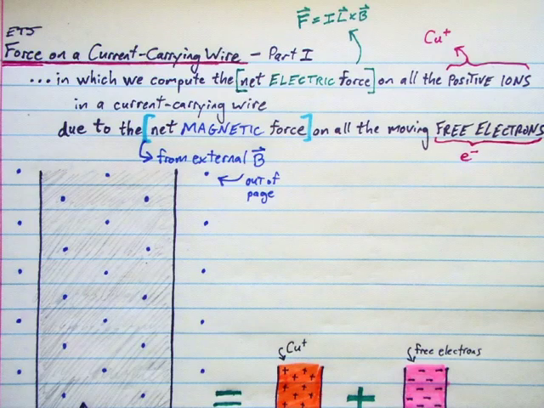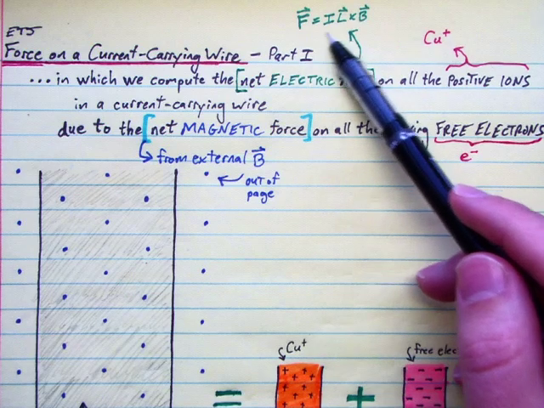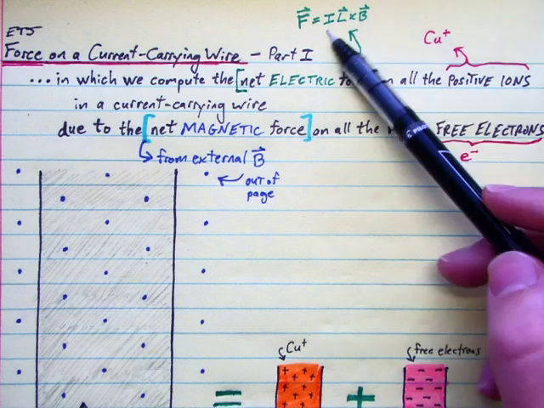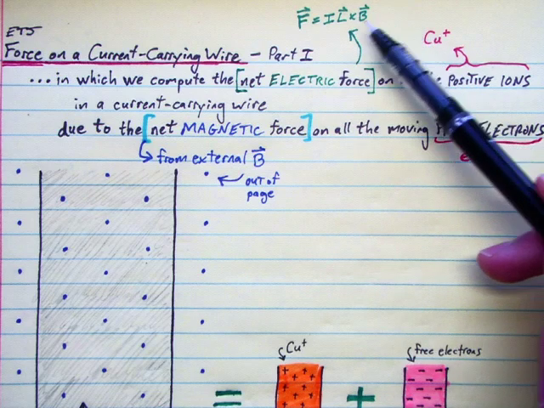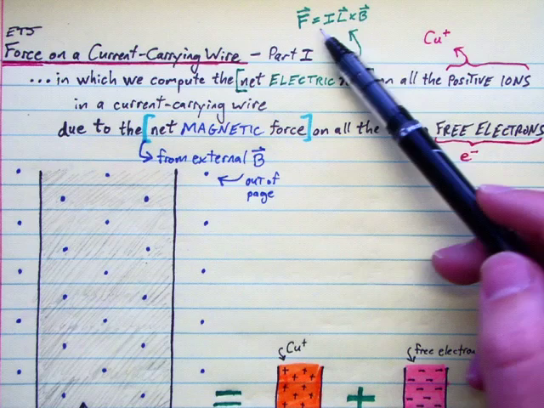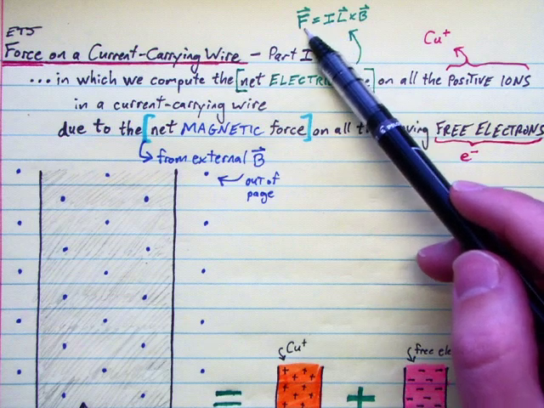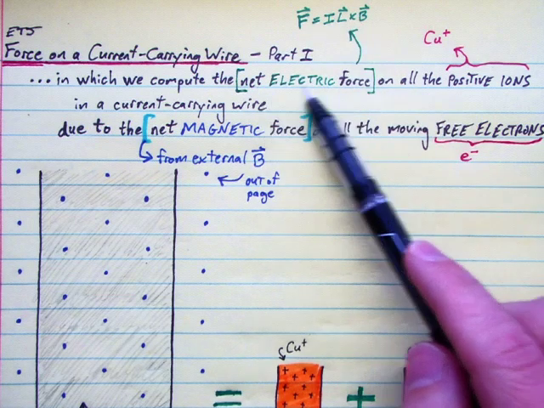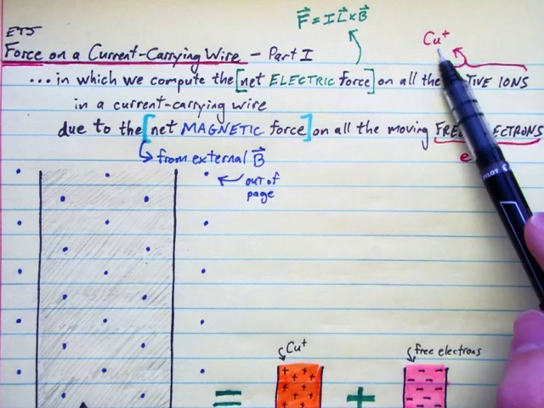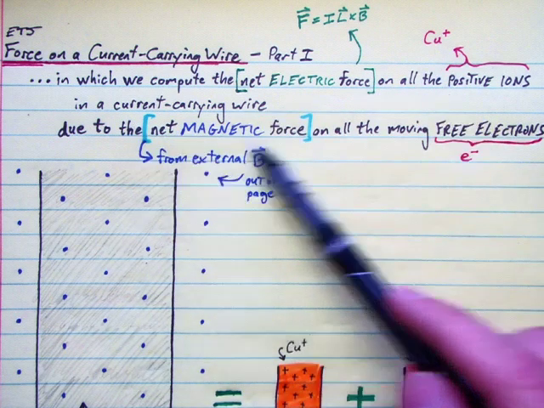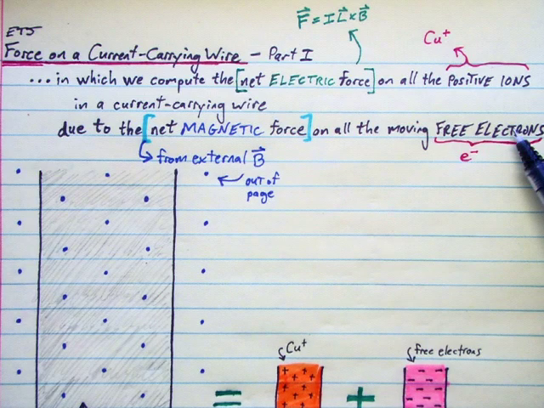The force on a current carrying wire placed in some external magnetic field is often expressed with this formula, F equals IL cross B, right there. So I want to look at where this formula comes from and pay special attention to the fact that although this is often referred to as the magnetic force on a current carrying wire, it's actually an electric force on all the positive ions, the copper ions, if it's a copper wire, due to the net magnetic force on the free electrons that are moving through the wire.